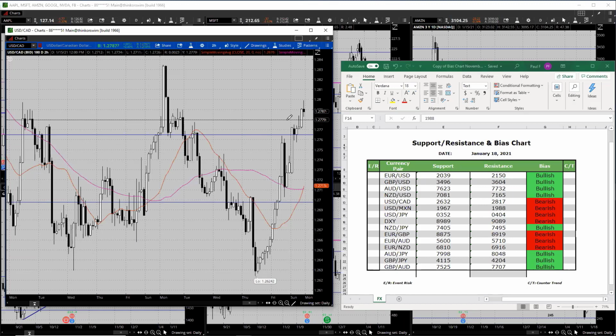Support now would be right there. That would be support, which would be 27.29. Dips to that area would definitely be defended.